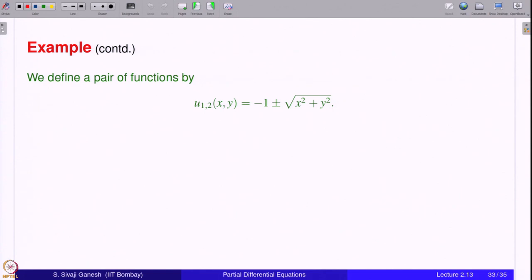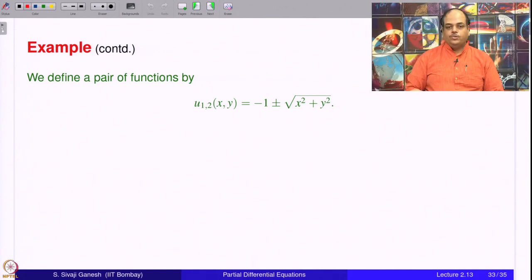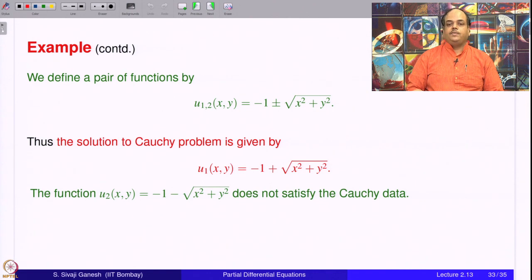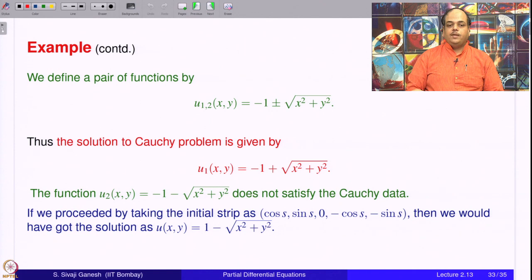So, we define a pair of functions u1 and u2, one with plus sign, one with minus sign. Then the solution to the Cauchy problem is given by this and not the minus one. Why? It does not satisfy the Cauchy data, you can check that. So, if we had proceeded by taking the initial strip as minus cos s and minus sin s, then we would have got this as a solution and not this. This will not satisfy the Cauchy data, this will satisfy.